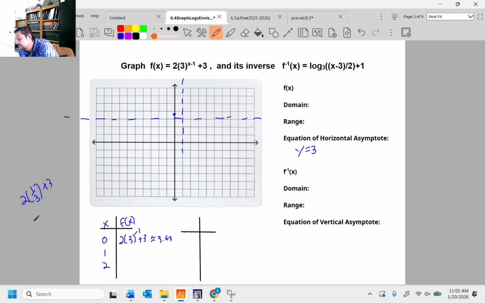That's a big deal. If I plug in a 1, I'd have 1 minus 1. I'd have 2 times 3 to the 0.